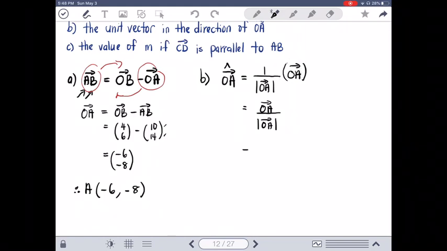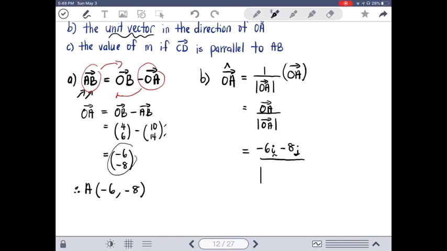So what is vector OA? When I deal with unit vectors, I like to use the i, j form. So vector OA is just, from here, we know that it is equal to negative 6i minus 8j, divided by the magnitude.